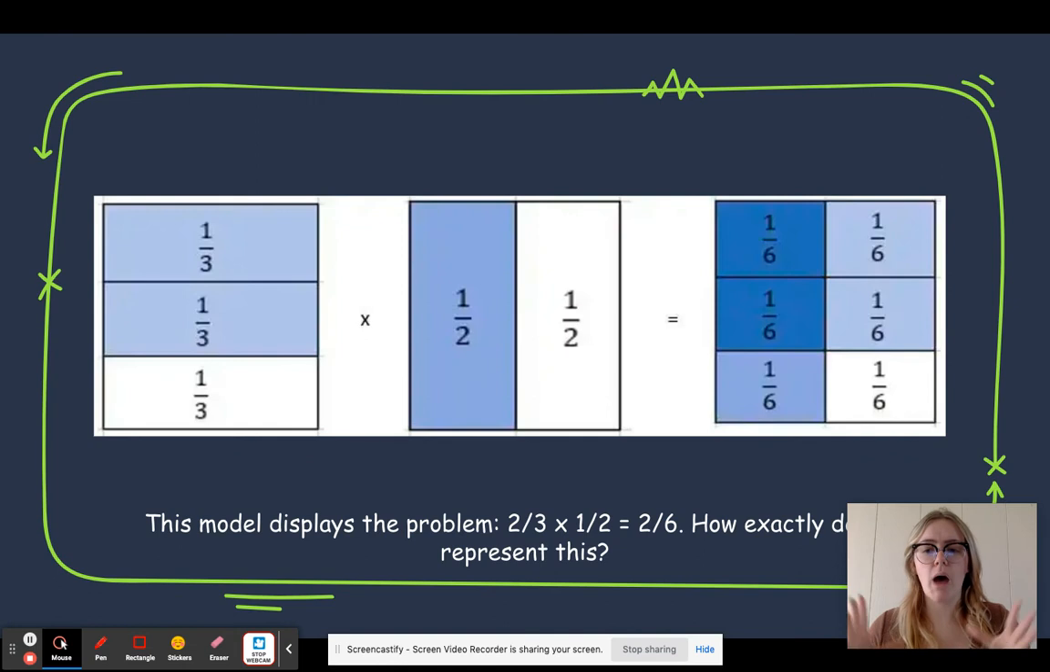So here we see the model in full. It displays the problem 2/3 times 1/2 equals 2/6. How exactly does the model represent this? I'll give you a few seconds to think about that. You can pause to think about it and press play when you're ready.